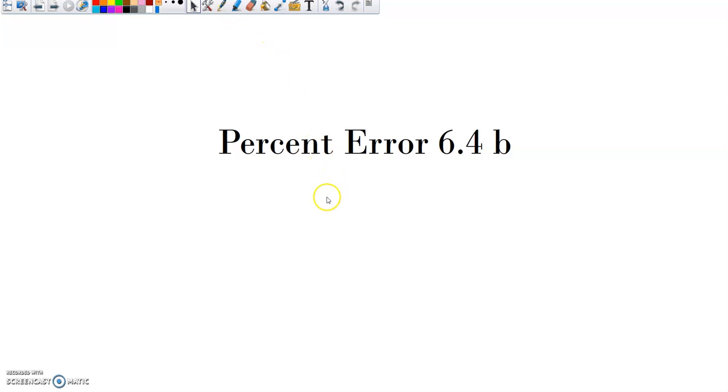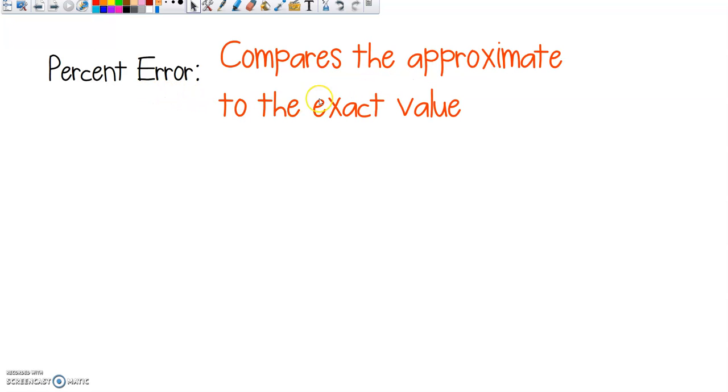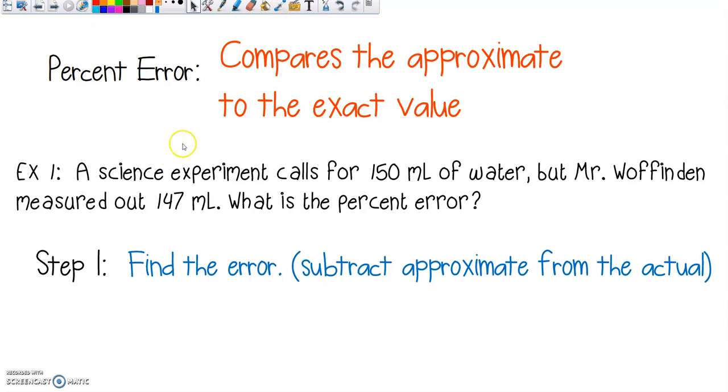So guys, today we're learning about percent error, and this can be a bit tricky, so stick with me. Percent error basically means that we're comparing an approximate to an exact value. Since we're human, we often deal in approximate. We're not perfect. Basically, this is the imperfect measurement. So let's look at this example.